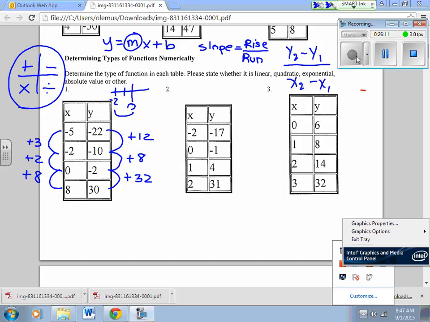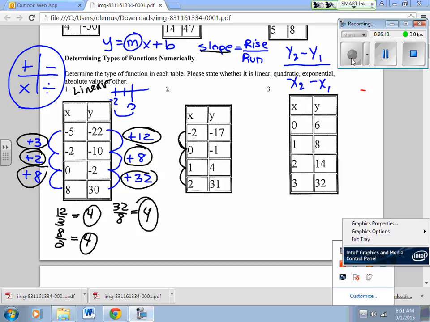All right, let's pause right here. You guys are going to take a look at the changes in the x's, the changes in the y's, and then we're going to look at the rate of change of the x's and y's. And if there is a constant rate of change, that's going to determine if it's going to be linear, quadratic, or exponential.